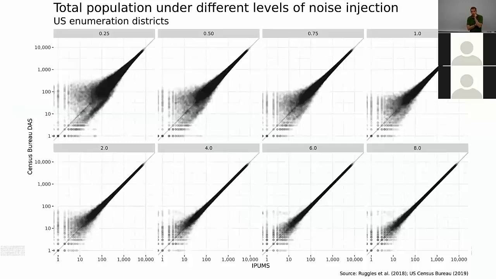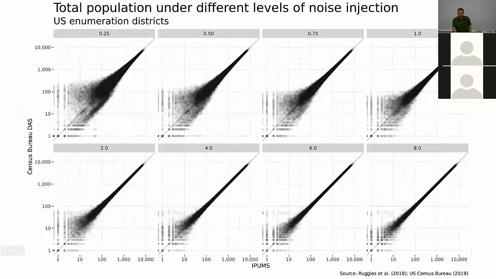If you look at that 0.25 plot in the upper left-hand corner, hopefully you see that there's a positive upward bias at the ED counts. There are more dots for small EDs above that line. That's because they enforce non-negativity. Remember I was saying that these noise infusions that can be drawn could lead you to have negative people in an enumeration district. One of the constraints that they impose is they do not allow that to happen.